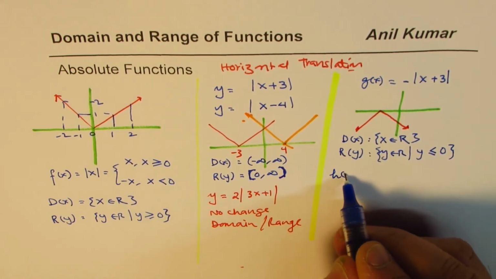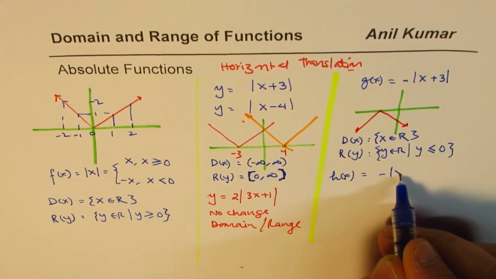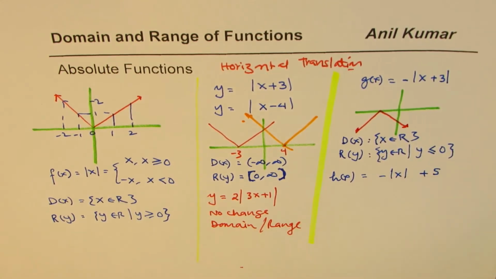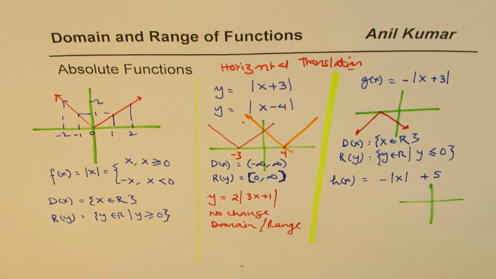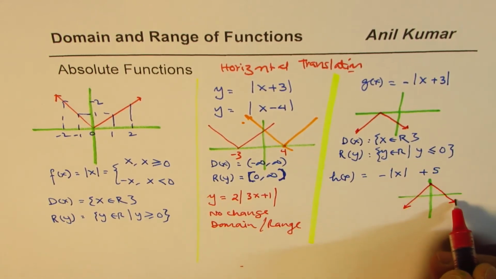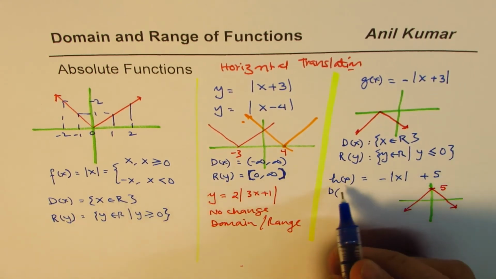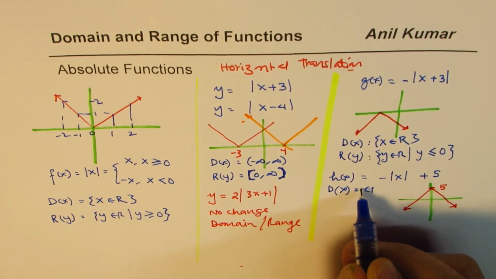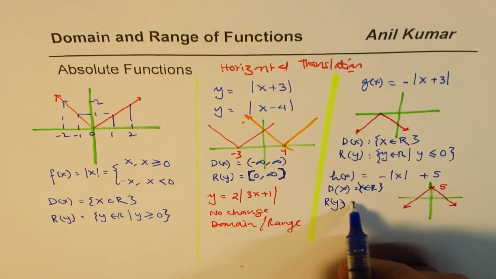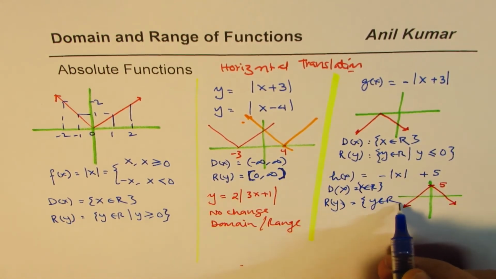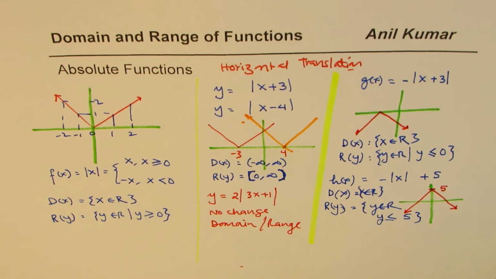We could have another example, let's say h of x equals, so I'll incorporate 2, minus of x, and I'll add plus 5. In that case, the whole thing shifts 5 units up. So I could have a function which could be shown like this, where this point is plus 5. Now in this case, clearly, domain for all the absolute functions like this will be x belongs to real numbers, but the range is y less than or equal to 5. So it is y belongs to real numbers where y is less than or equal to 5. So that is how domain and range for absolute function change.